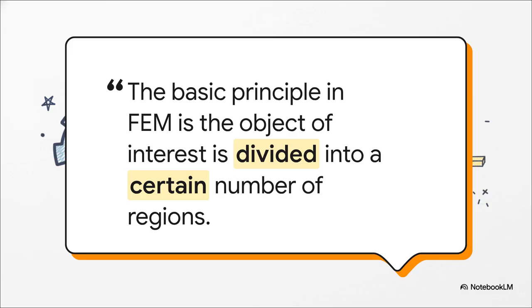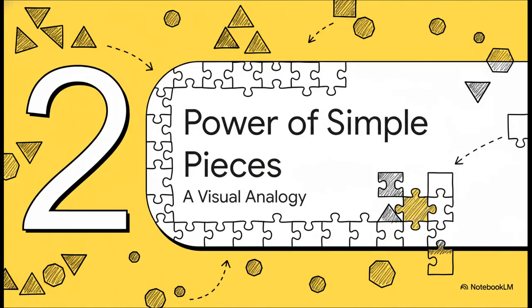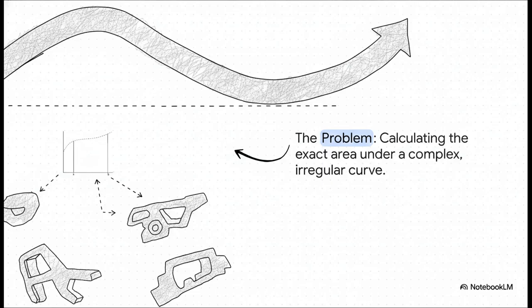The core idea is right here. It says the basic principle is that the object of interest is divided into a certain number of regions. That's the secret sauce. You take a super complex object and you just break it down. You chop it up into a huge number of small, simple, and totally manageable pieces. And to really get this, let's use a really simple visual analogy, because this is all about the power of simple pieces.